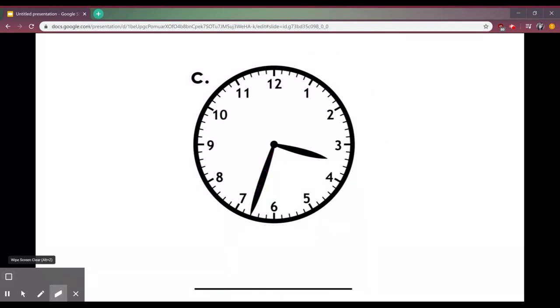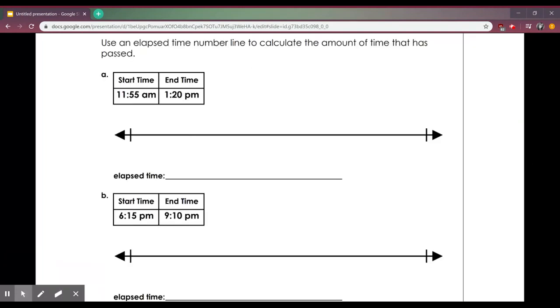So that's just a quick review on telling time on an analog clock. Feel free to continue practicing on those worksheets. But now I'm going to show you how to do elapsed time. And again, elapsed time is just the amount of time that comes in between two times given. So like if a party starts, for example, at 11:55 a.m. and ends at 1:20 p.m., the elapsed time would be how long the party was, or how much time came in between the start time and the end time.